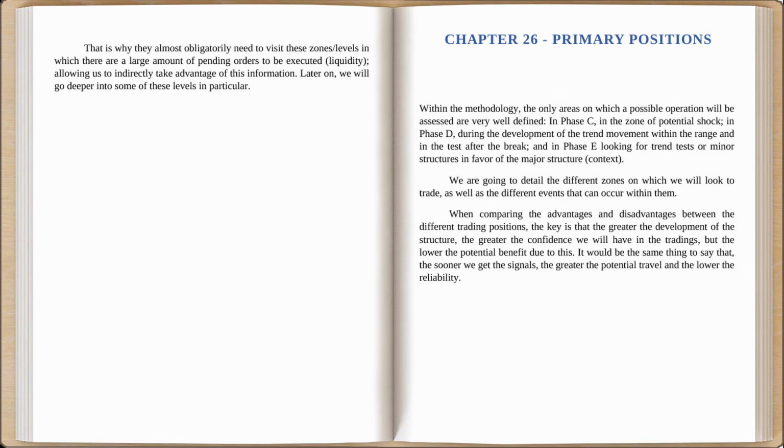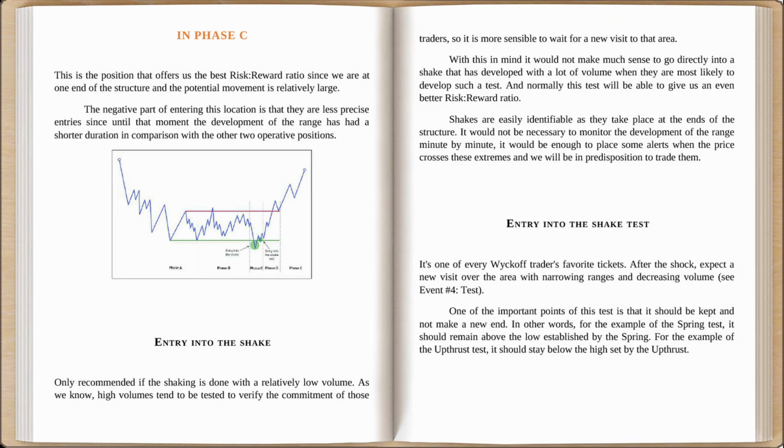When comparing the advantages and disadvantages between the different trading positions, the key is that the greater the development of the structure, the greater the confidence we will have in the trades, but the lower the potential benefit due to this. It would be the same thing to say that the sooner we get the signals, the greater the potential travel and the lower the reliability. In Phase C, this is the position that offers us the best risk-reward ratio since we are at one end of the structure and the potential movement is relatively large.